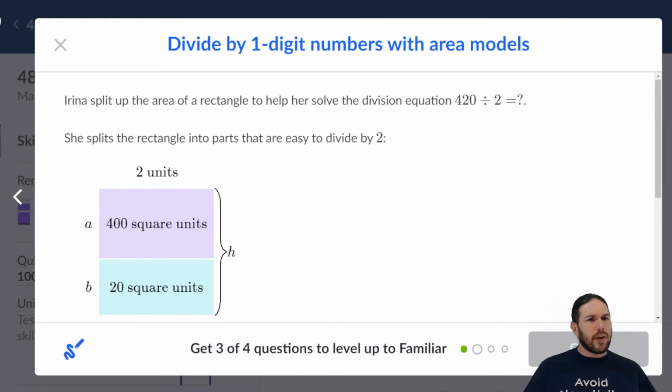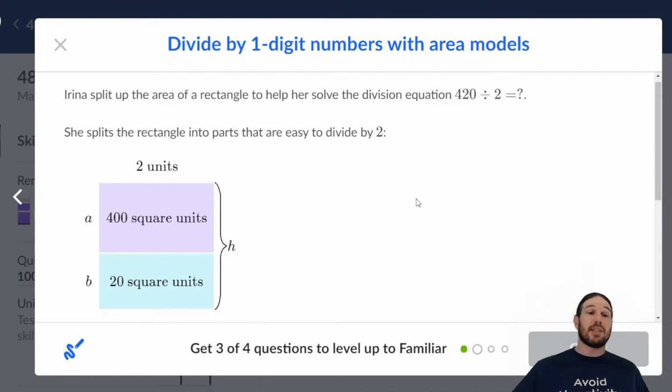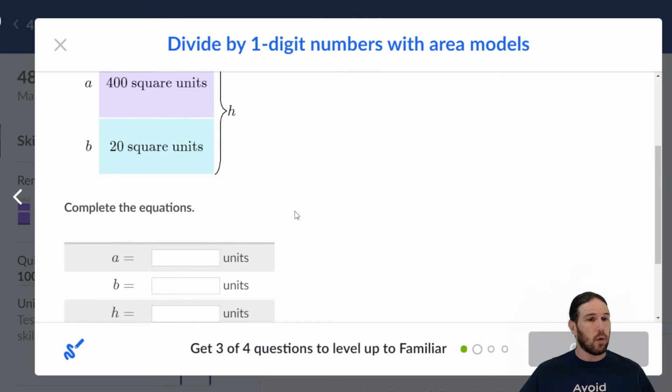Okay, up next, Irina split up the area of a rectangle to help her solve the division equation 420 divided by 2 equals. She splits the rectangle into parts that are easy to divide by 2. See, this at least I can understand, right? She's just taking the 400 and the 20, breaking them apart, and dividing each piece by 2. That makes a lot more sense to me. This is a much more reasonable example than the last one was.